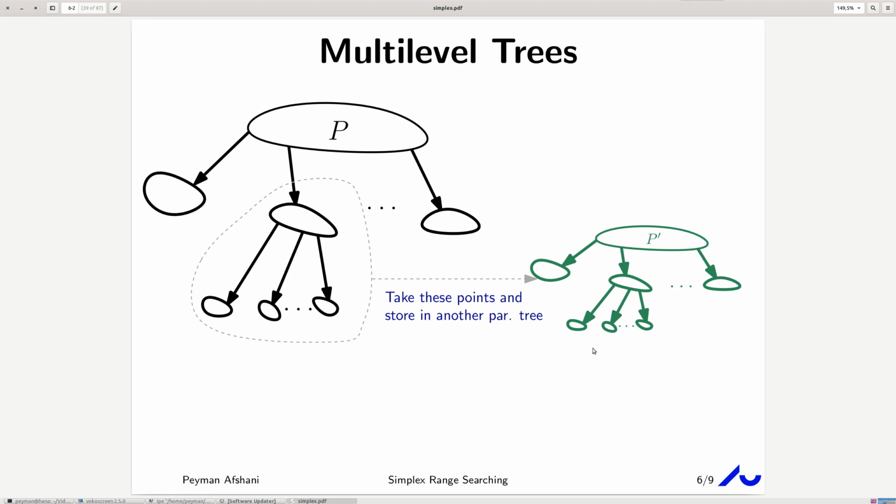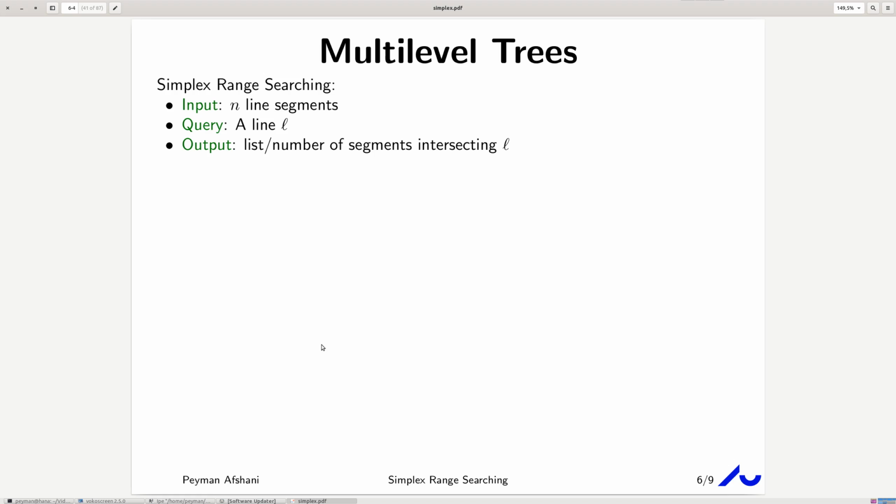The main advantage of these multi-level structures is that they can solve much more complicated queries. And in fact, similar to the orthogonal problems, you don't actually take the actual points that are over here. You can take other points that are related to them and store them in a data structure. I'll give an example so that it becomes clear how powerful this idea is.